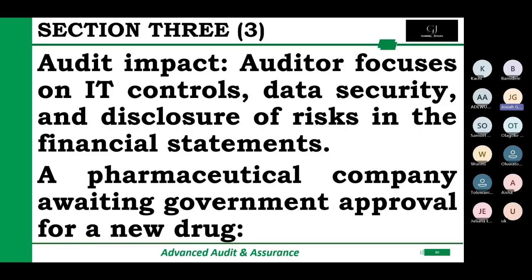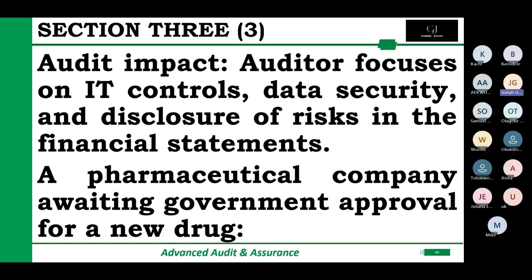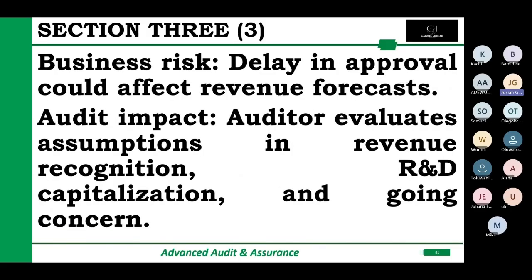Another example is a pharmaceutical company awaiting government approval for a new drug, maybe one that has just been discovered, or research and development in another country has just brought that drug, and the government, let's say in Nigeria, has not allowed it to be shipped into Nigeria. So that pharmaceutical company could be waiting, and in a business like that, the business risk could be delay in approval, which could affect revenue forecast and revenue results also. And the impact could be the auditor evaluating assumptions in revenue recognition, research and development, capitalization, and going concern issues.